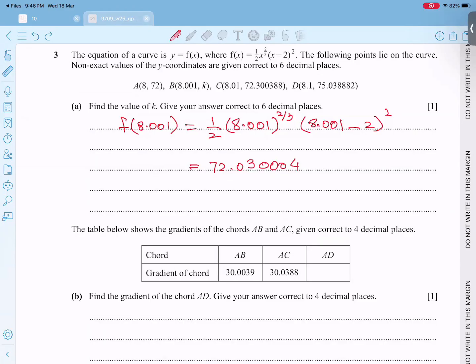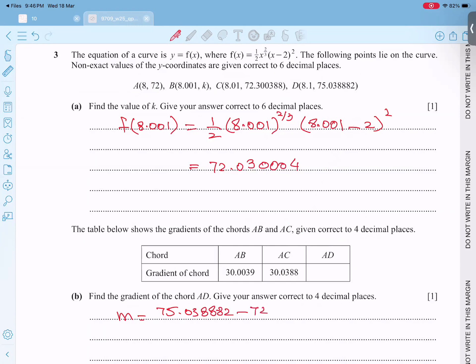And now he is asking about the AD coordinate. He said find the gradient of AD and give your answer in 4 decimal places. So A is here and D is here. I'm finding the gradient, it's nothing hard to do. So y2 is 75.038882, y2 comes from here, and y1 is 72.